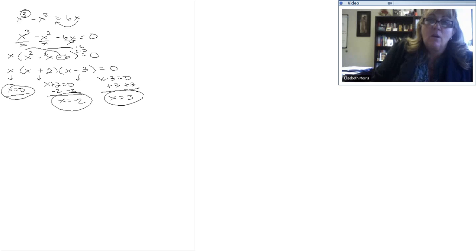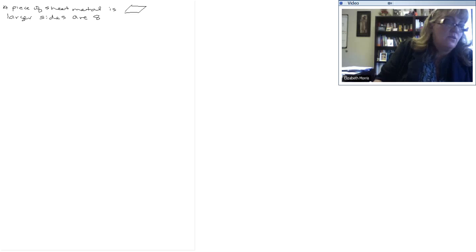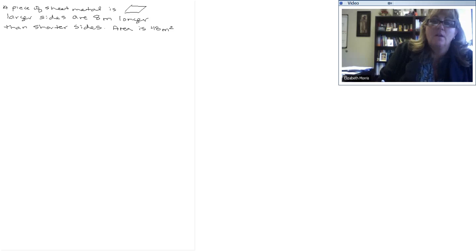All right. Now, something else they do is they have word problems. Okay? So let me write this out. I'm going to have a piece of sheet metal, and it is a parallelogram, okay? The larger sides are 8 meters longer than the shorter sides. The area is 48 meters squared. Now, oh no, I'm sorry, it's not a parallelogram, it is just a rectangle.